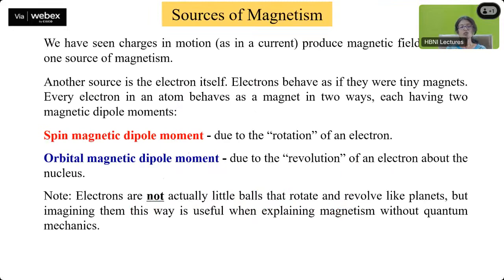So what are the sources of magnetism which we were discussing? We have seen that charges in motion, as in current, produce a magnetic field. That is one source of magnetism. Another source is the electron itself. Electrons behave as if they are tiny magnets. You have a spin magnetic dipole moment, which is due to the spinning of the electron on its own axis, and then an orbital magnetic dipole moment, which is when the electron is moving around the nucleus. It is not exactly like little balls rotating, as you know, but it's easier to visualize it in that way.